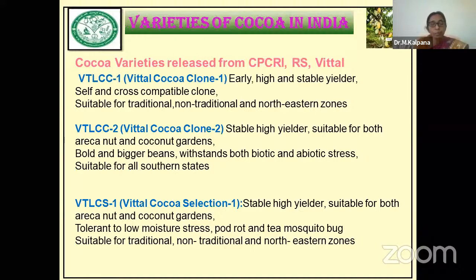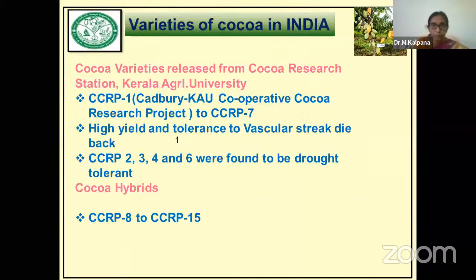Then coming to some of the clones, they had released 2 clones, and the Vittal cocoa selection 1 also, which is suitable for traditional, non-traditional, and northeastern regions also. All this germplasm material is supplied to the coconut research station Ambajipeta, to see their performance under coconut, and also under oil palm at horticulture research station Vijayrai. So these are the varieties that have been released from Kerala Agricultural University.